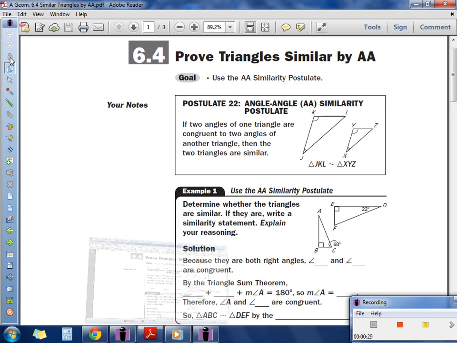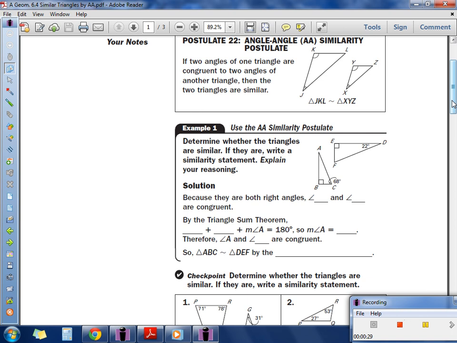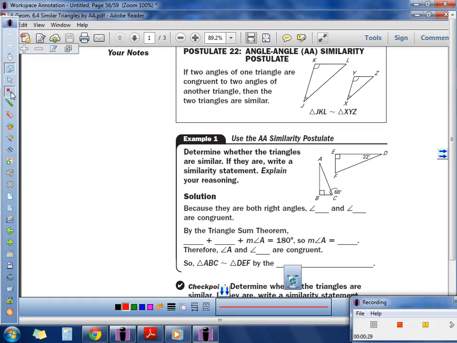Now, example 1's pretty straightforward. We're examining the angles, comparing them. We're looking for two angles to correspond per triangle. So right here we have 90 and 68. Do we have that here? No. All right. But we've learned how to find missing angles. How could we find angle F? Subtract the other two angles from 180. So if I do 180 minus 90 minus 22, I know with mental math that I will get 68.